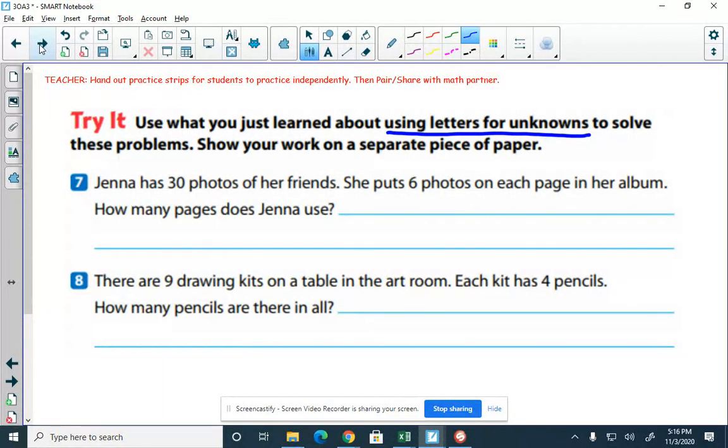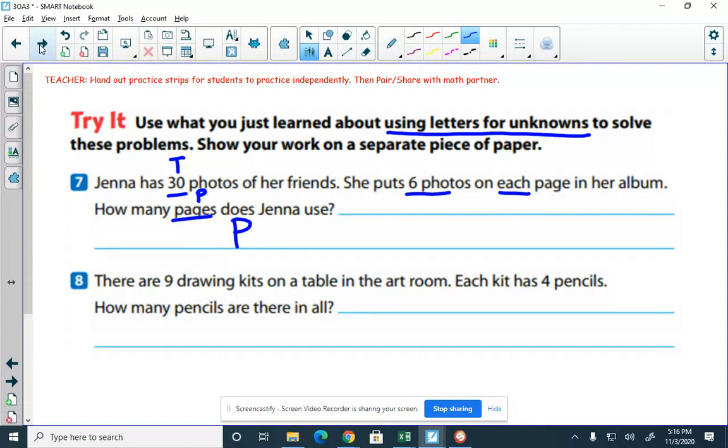Okay, Jenna has 30 photos of her friends, and she put 6 photos on each page. How many pages does she use? So this sounds like the 30 is my total. This sounds like how many I'm going to put in each group, because a page can be considered a group. And you can either look at it as a multiplication or division. Let's just look at it as a multiplication problem first. If I don't know how many groups, let's say pages, do a P.